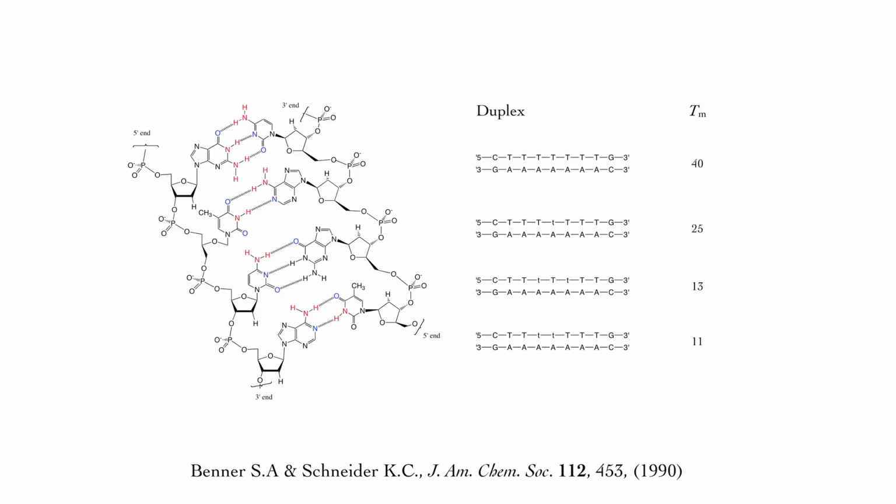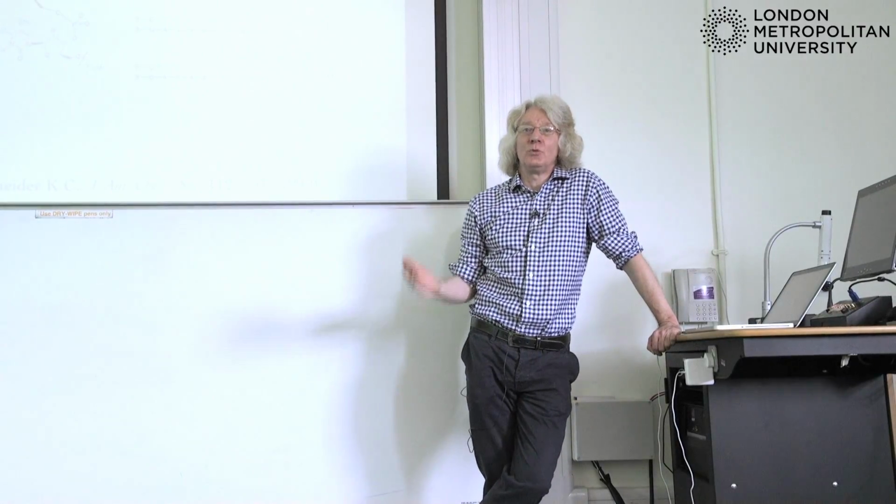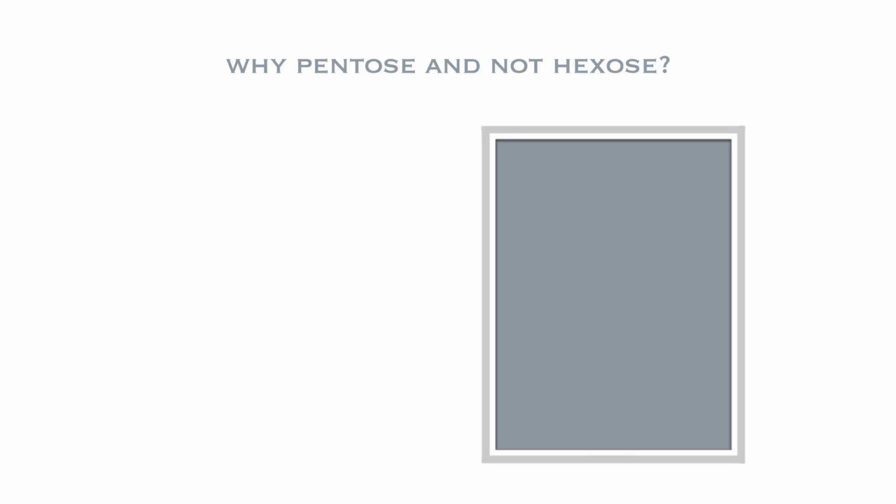And this work was published in 1990. So clearly, glycerol nucleic acids would not be cosmic loopers. Okay, why five-membered ring sugars and not six-membered ring ones like glucose? I mentioned it's the most abundant of all the sugar molecules on this planet.